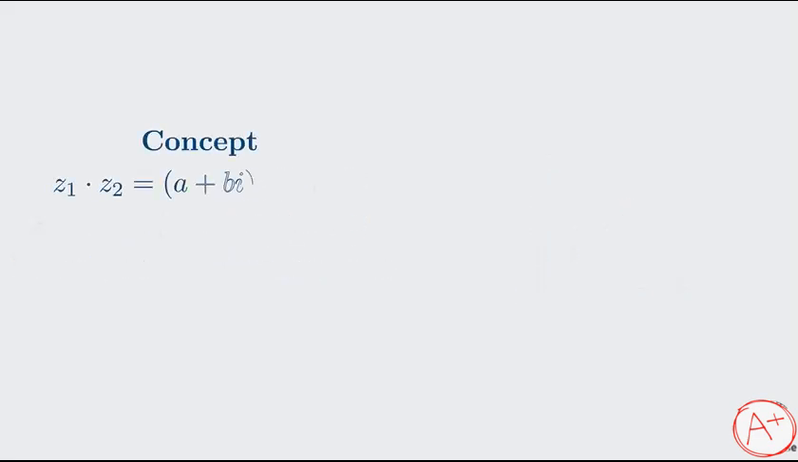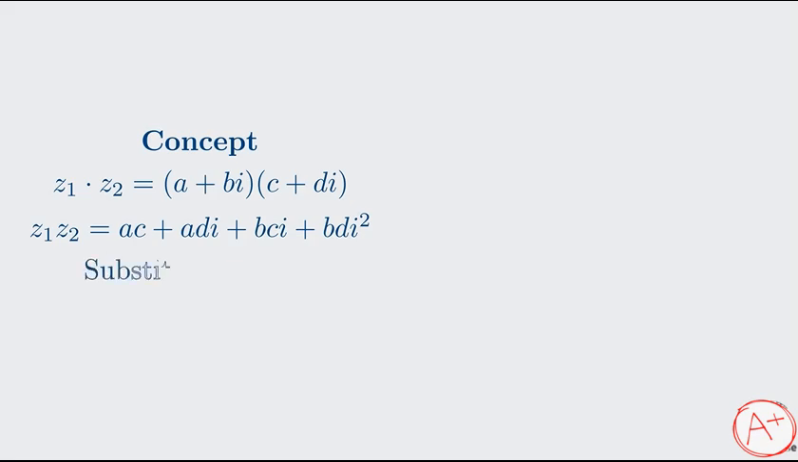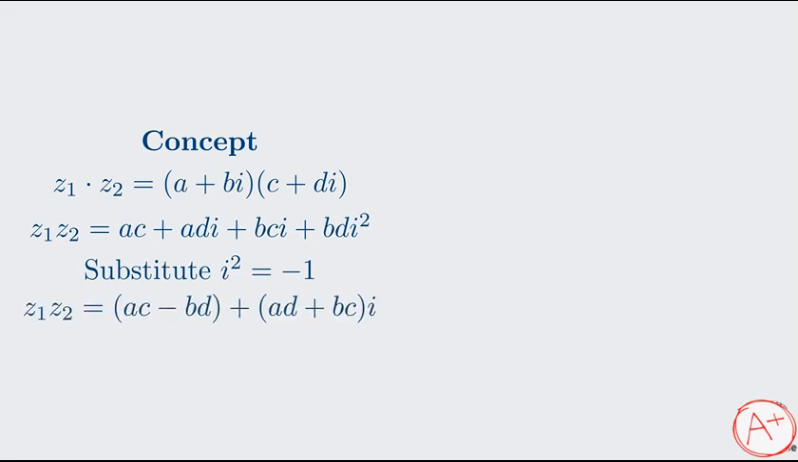For multiplication, we use the distributive law, often called FOIL. z sub 1 times z sub 2 equals ac plus adi plus bci plus bdi squared. The most important step is substituting i squared with -1. By doing this, the term with bdi squared becomes -bd, which is part of our new real part.